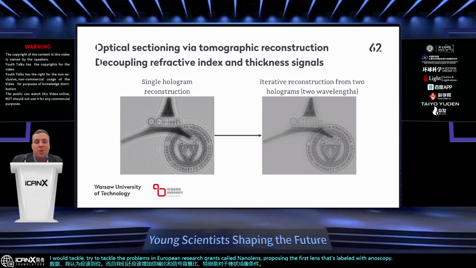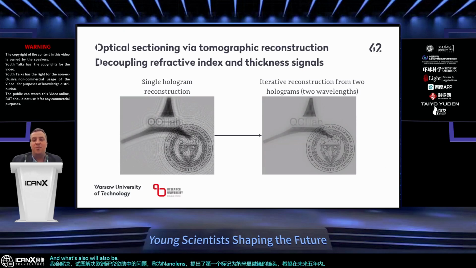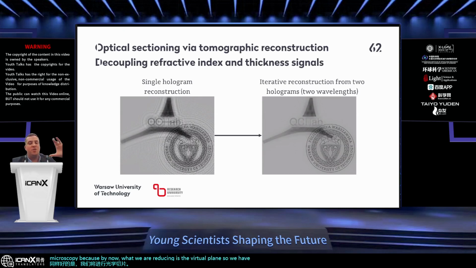It would also be nice to arrive at the point where we have optical sectioning in lensless microscopy, because by now what we are reducing is the virtual plane. So we have real planes that constitute our object, and we have tons of virtual planes. By eliminating the twin image that I described throughout this talk, we are eliminating the virtual planes, but still the real planes are there. For example, here we can see that they are still overlapping.